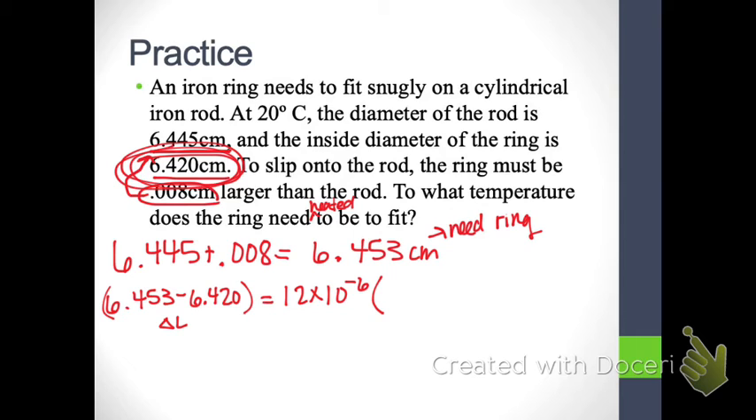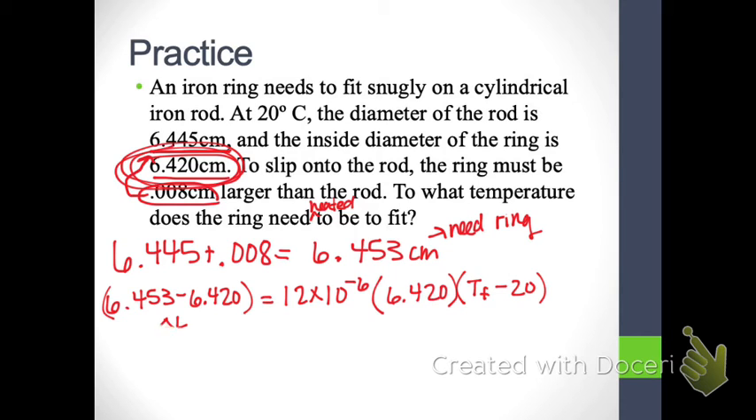My original length was 6.420. And then my change in temperature, you could go ahead and say TF minus 20 if you want, or you could just solve for delta T and then subtract 20 later. It doesn't really make a difference what you do. I'm going to go ahead and leave it set up like this.